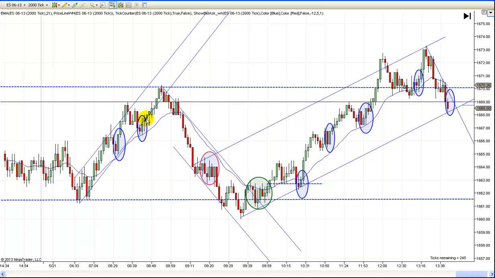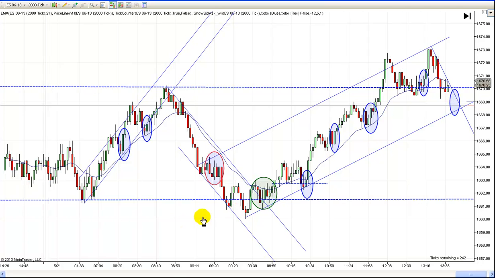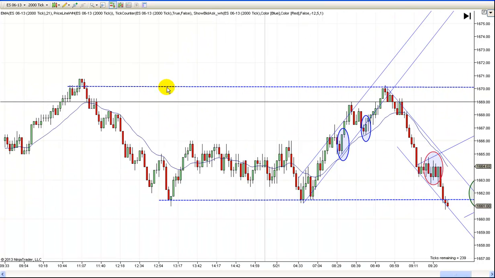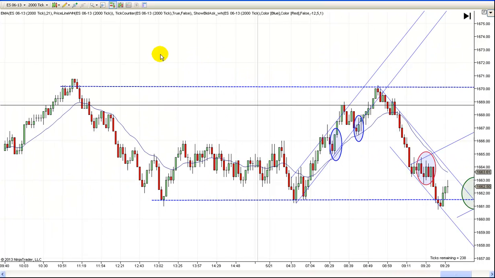Then you got another chance to get in right here. And, again, it's just a two-legged pullback to the EMA. It's the first possible break of the trend line, and then there's two legs up to a new high, and it sells off and heads down. And guess where it found resistance? Right at the highs from yesterday. That was the high point of yesterday.